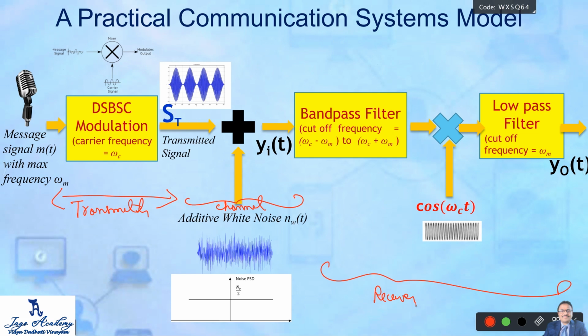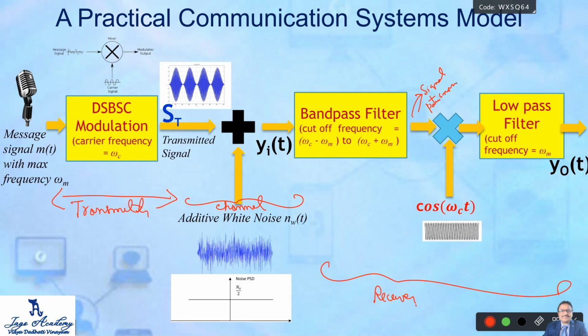And while doing band pass filtering, the noise also gets converted into pass band noise. That's what I did in your video one. The spectrum of the noise, which was flat throughout minus infinity to plus infinity, now becomes pass band noise. So now, at this point, you get signal plus pass band or band pass noise.